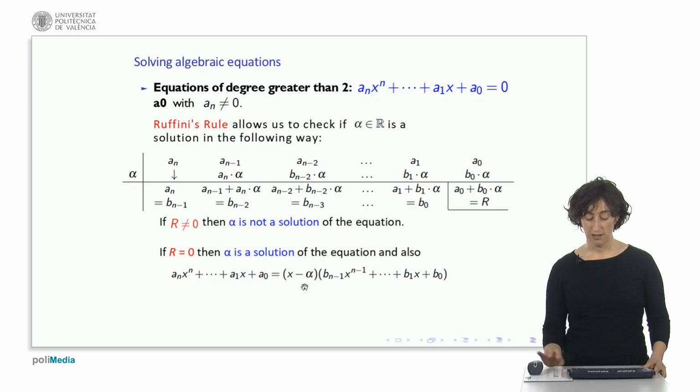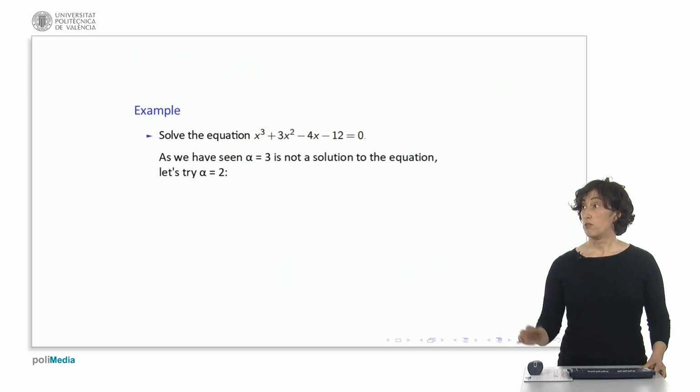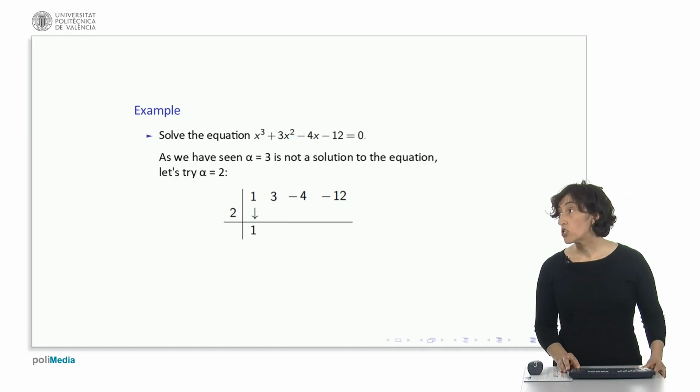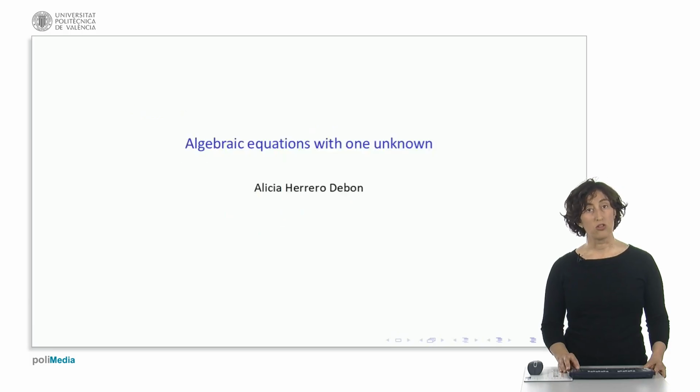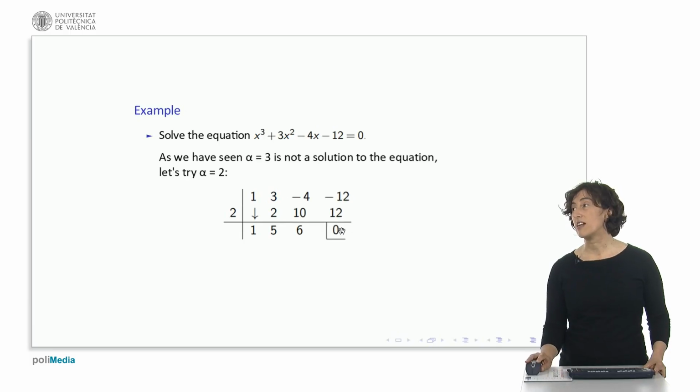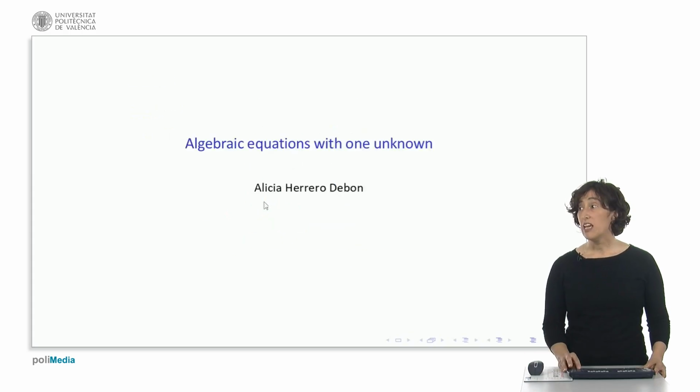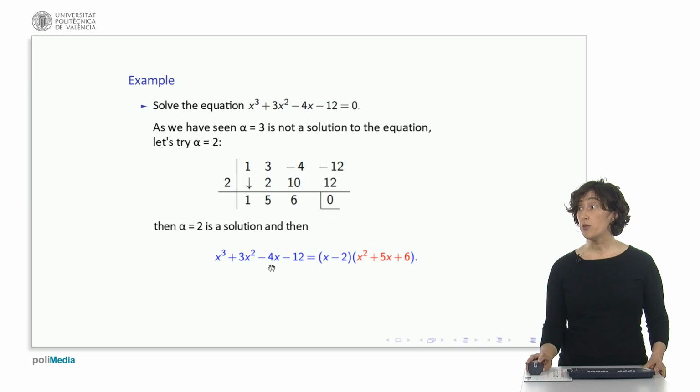In the example that we were seeing, remember it was this equation. We have seen that alpha equal to 3 is not a solution of the equation. Let's check the value of alpha equal to 2 so that you can see how it would be done. Look, 1 would go down directly. 1 times 2 is 2. It would add up, and so on, with all the others. And the remainder, in this case, is 0. That implies that x equal to 2 is a solution and allows me to write the polynomial as x minus 2 times x squared plus 5x plus 6.